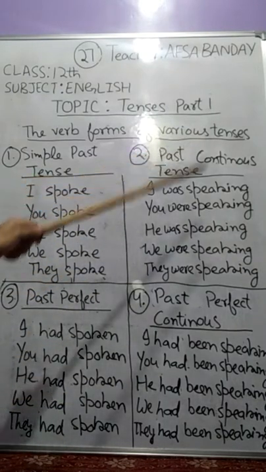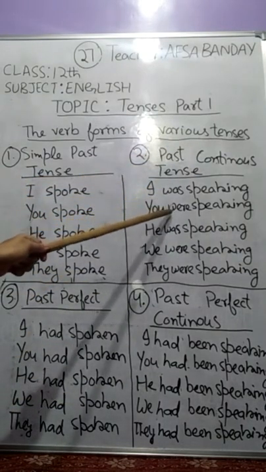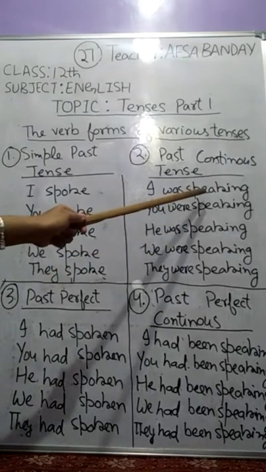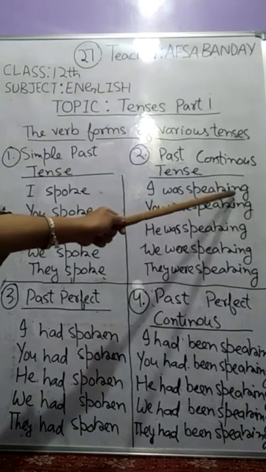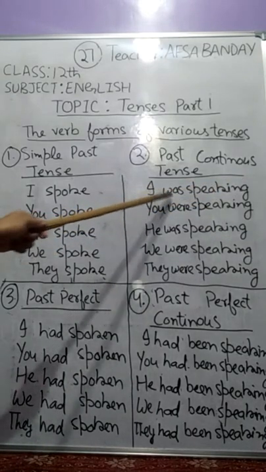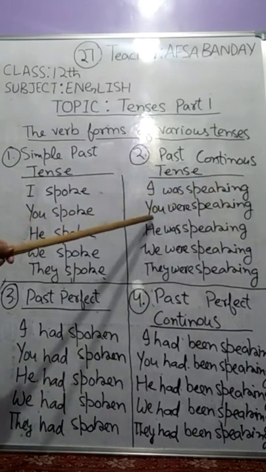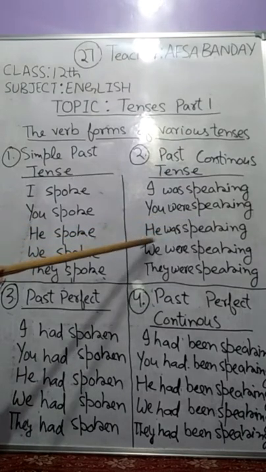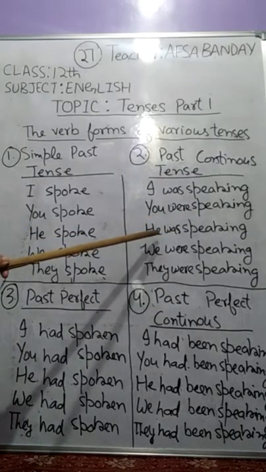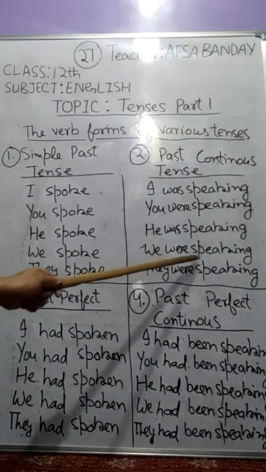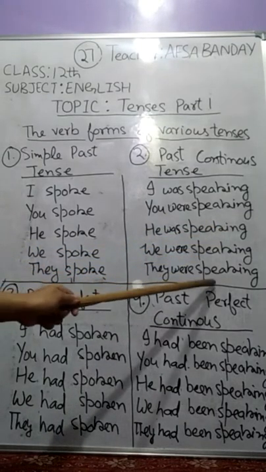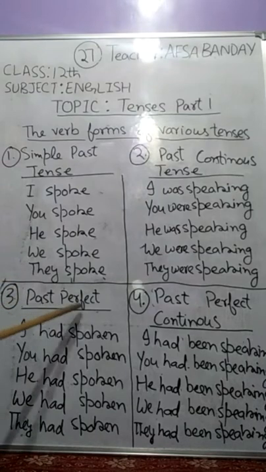With past continuous tense, we either use was or were as helping verb, plus we use present participle form, that is verb plus ing form. So we say with I was speaking, you were speaking, he, she or it was speaking, we were speaking, they were speaking.